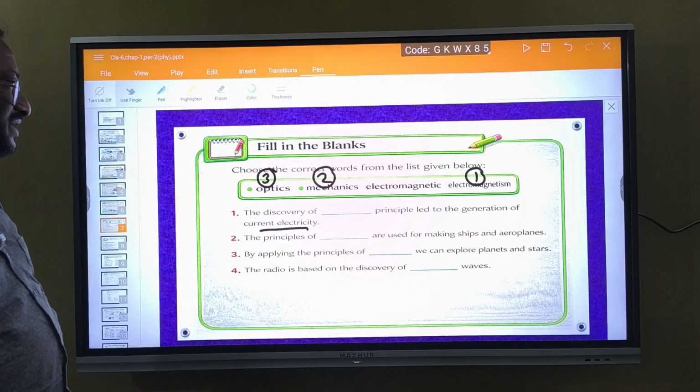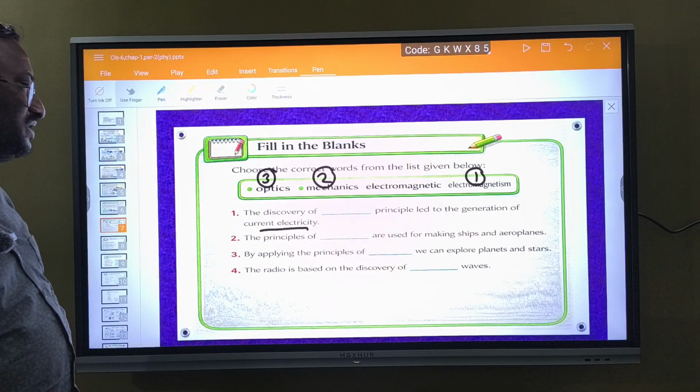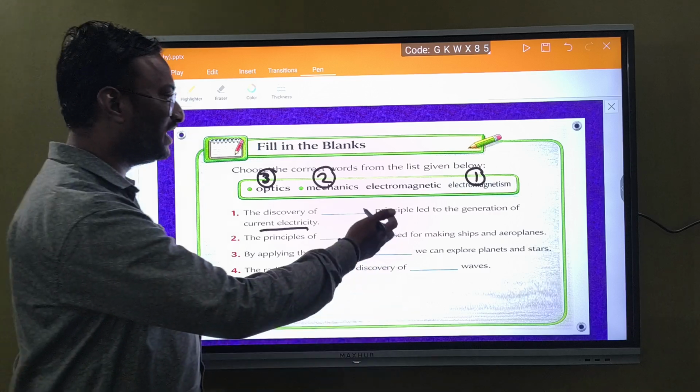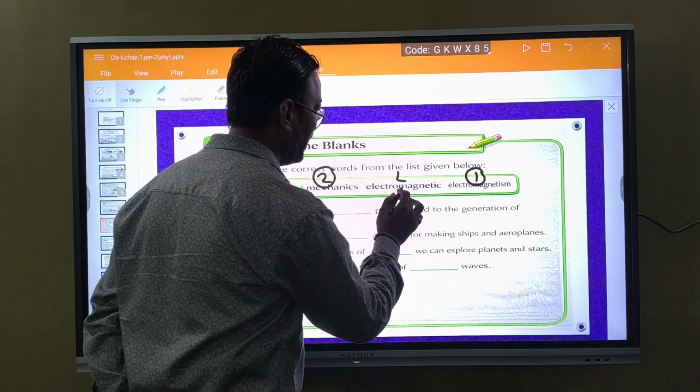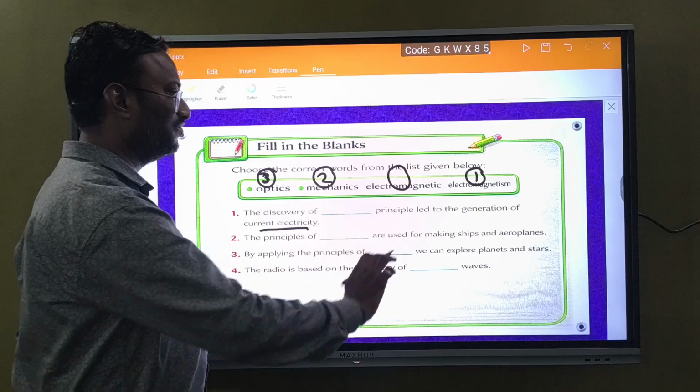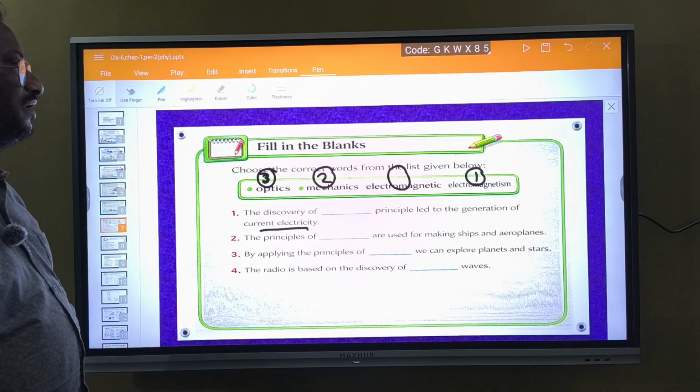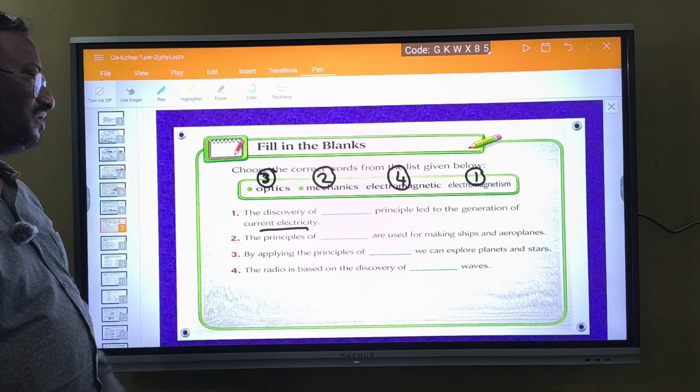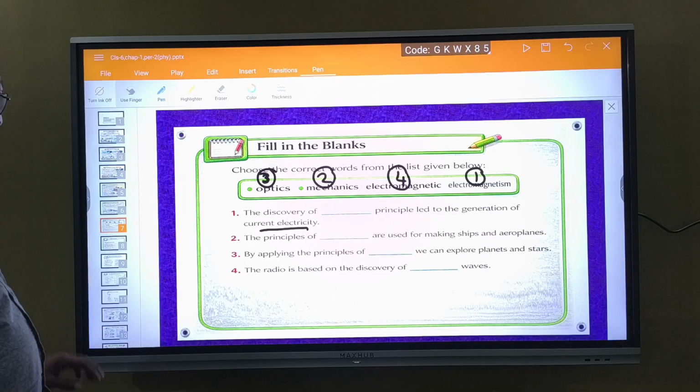And the next thing is, the radio is based on the discovery of dash. That is the fourth bit, that is electromagnetic waves. Due to the electromagnetic waves the radio is based on that.